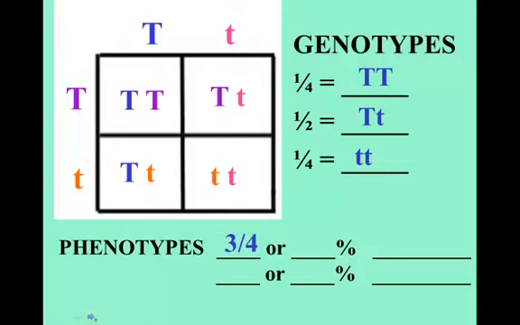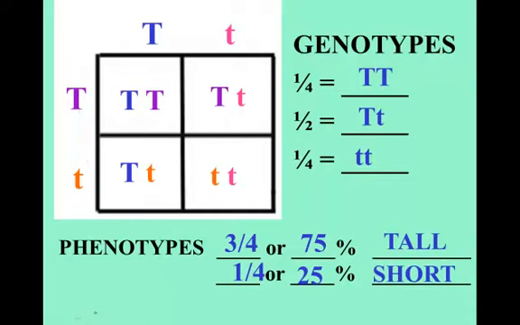So 3 out of 4, these guys are going to look tall, we would say 75% if I did it as a percent, or 3/4, I could do it as a fraction. 3/4 are going to be tall, and this one, 1 out of 4, is going to be short. If I did that as a percent, what would that be?